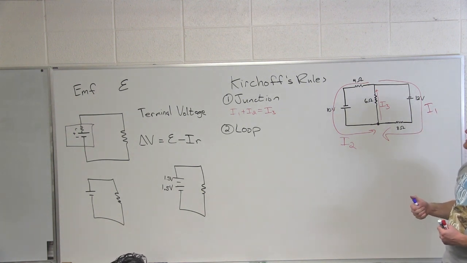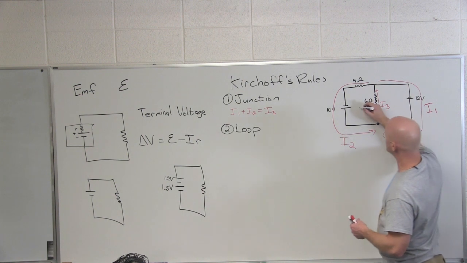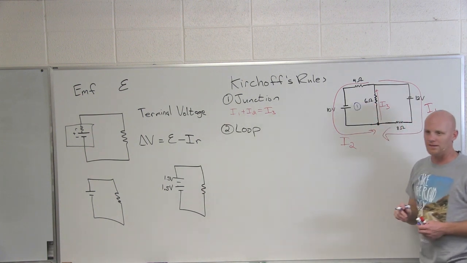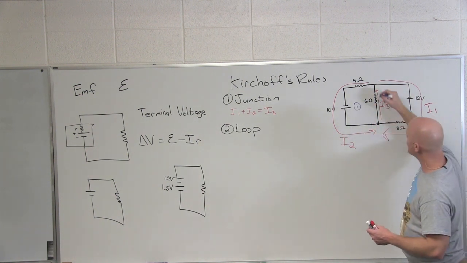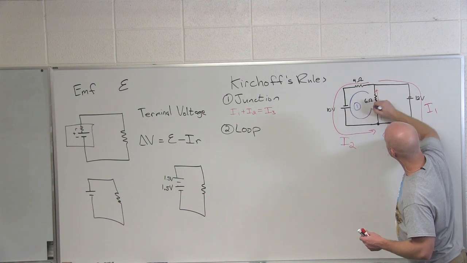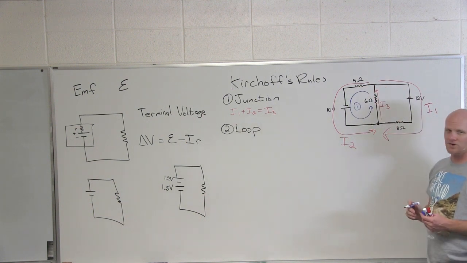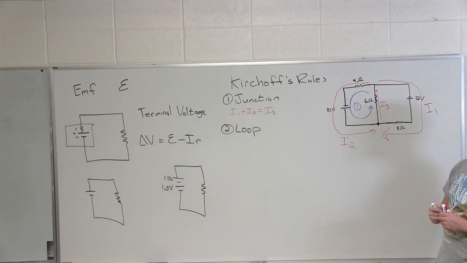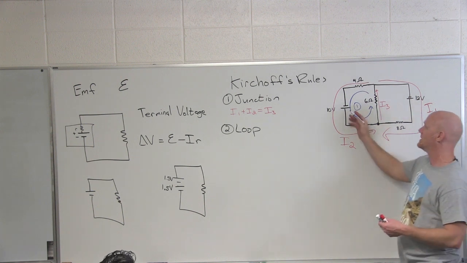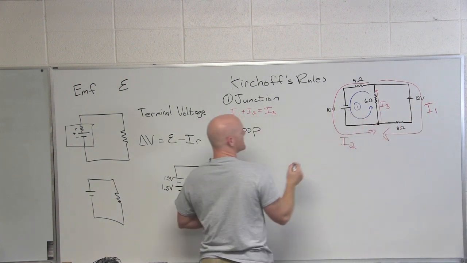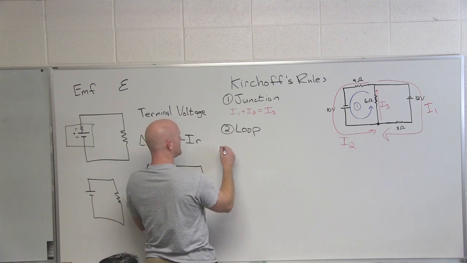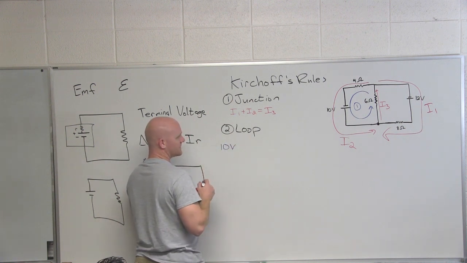So let's look at how we'd set up some loop rules here. Let's just call the first loop the loop on the left. I personally like starting from the battery itself, so I'm going to start right here and go around clockwise. And so in loop number 1, I've got a 10 volt increase.